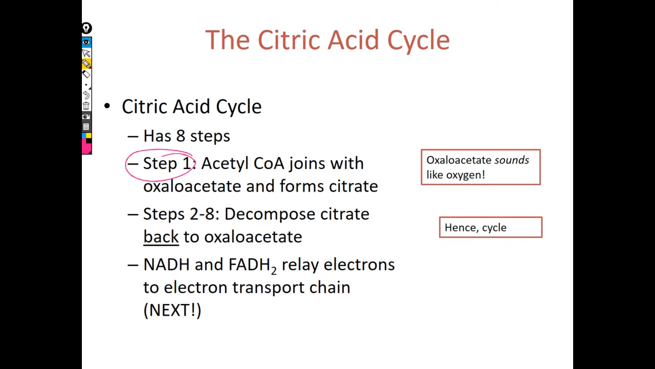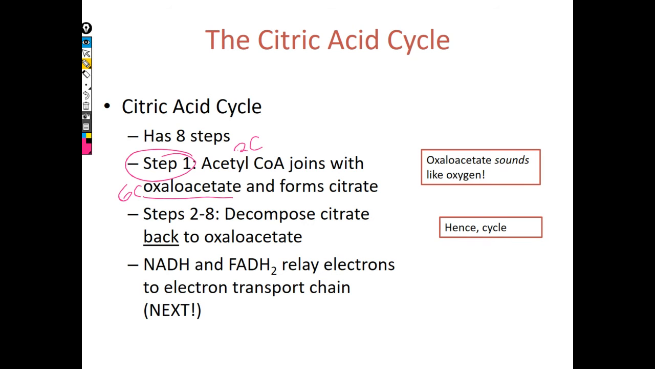Step 1 is where our acetyl-CoA comes in, the one that we worked so hard to make in the prep step. Remember, acetyl-CoA is a 2-carbon molecule. Put a flag on it. And it's joining up with a compound coming off of the last step. Remember, this is a cycle. And that compound's called oxaloacetate. I didn't name these things, man. That's a 6-carbon molecule.